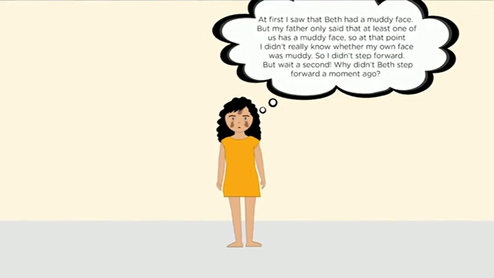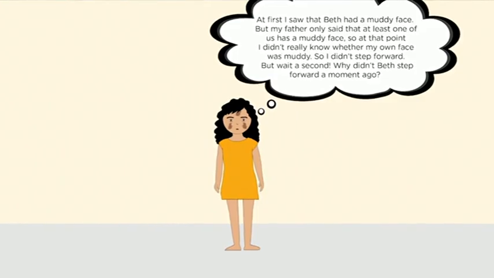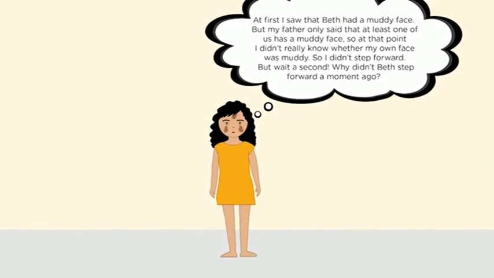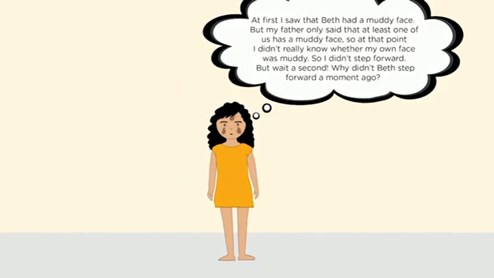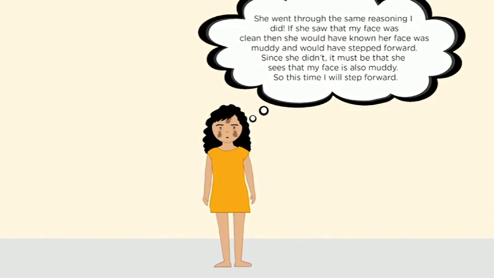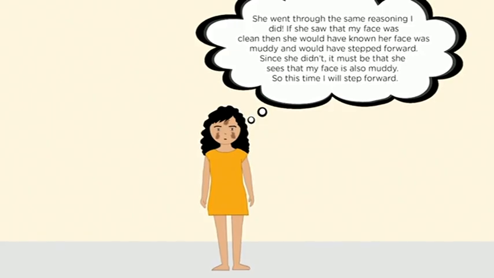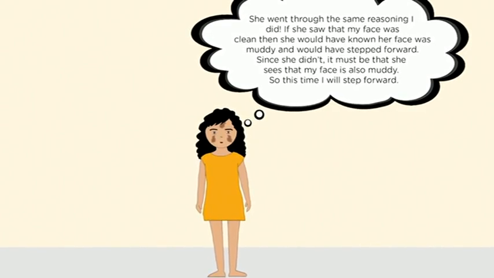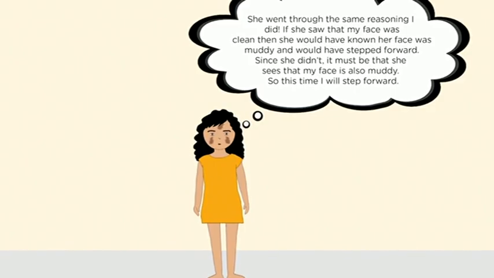So what happens when their father makes his request the second time? Let's once more look at it from Anne's perspective. She will process everything that's happened and think, at first, I saw that Beth had a muddy face. But my father only said that at least one of us has a muddy face, so at that point, I didn't really know whether my own face was muddy, so I didn't step forward. But wait a second. Why didn't Beth step forward a moment ago? She went through the same reasoning I did. If she saw that my face was clean, then she would have known her face was muddy and would have stepped forward. Since she didn't, it must be that she sees that my face is also muddy. So this time I will step forward.